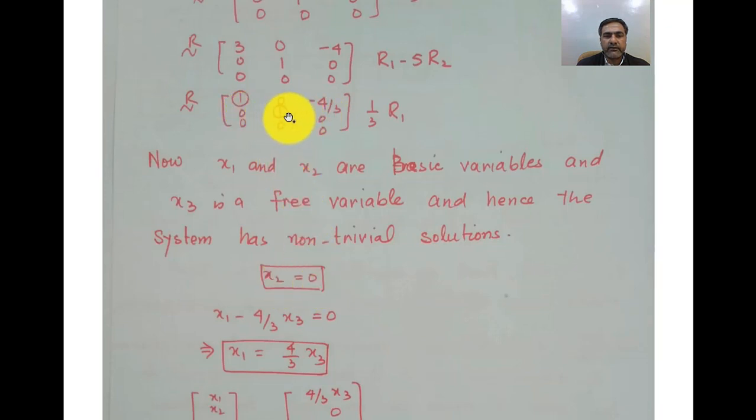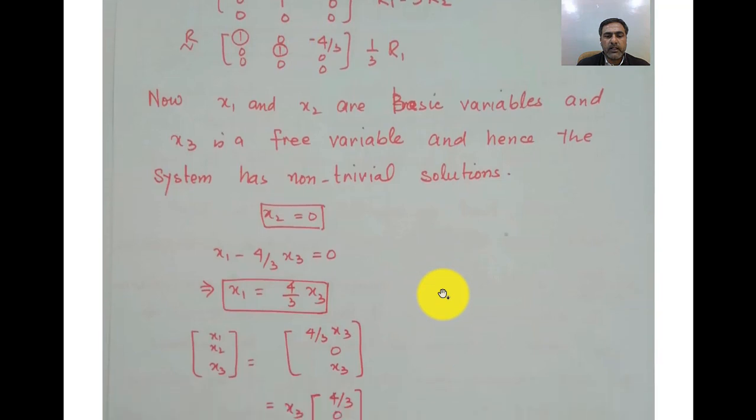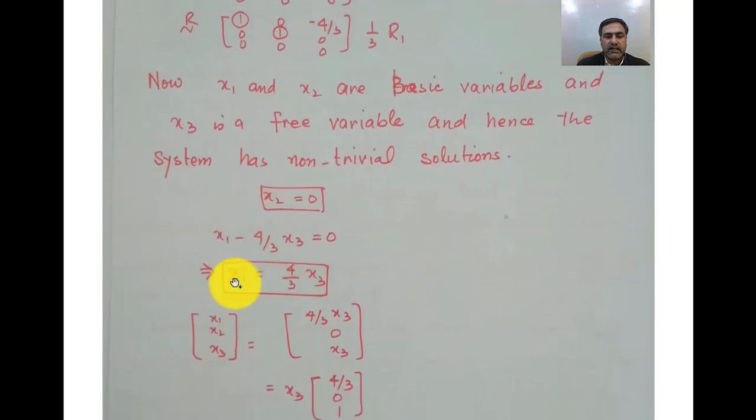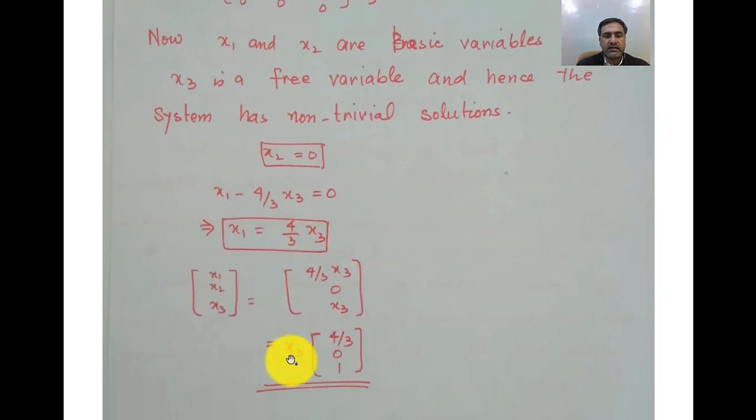From this row I have x2 equals 0, and from this row I will have x1 minus 4/3 x3 equals 0, and hence I can compute x1 as 4/3 x3, resulting in the non-trivial solution x3 times (4/3, 0, 1). Since x3 is a free variable, assigning any value to x3 will result in a solution of this homogeneous system.